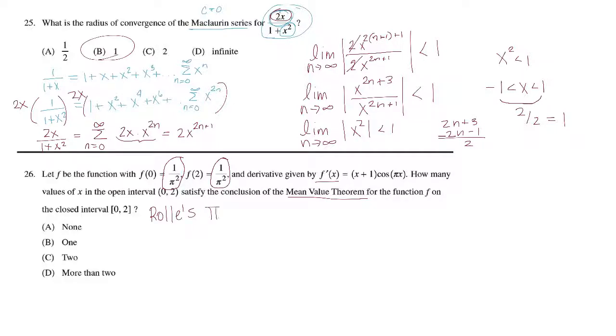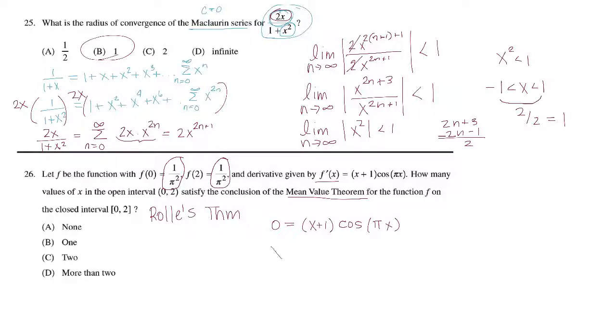And that tells me that the derivative, for some c value inside there, would have to be 0 because I have the same y value. So I've got like a little parabola going on somewhere. So we have 0 equals x plus 1 cosine pi x. And they just want to know how many.